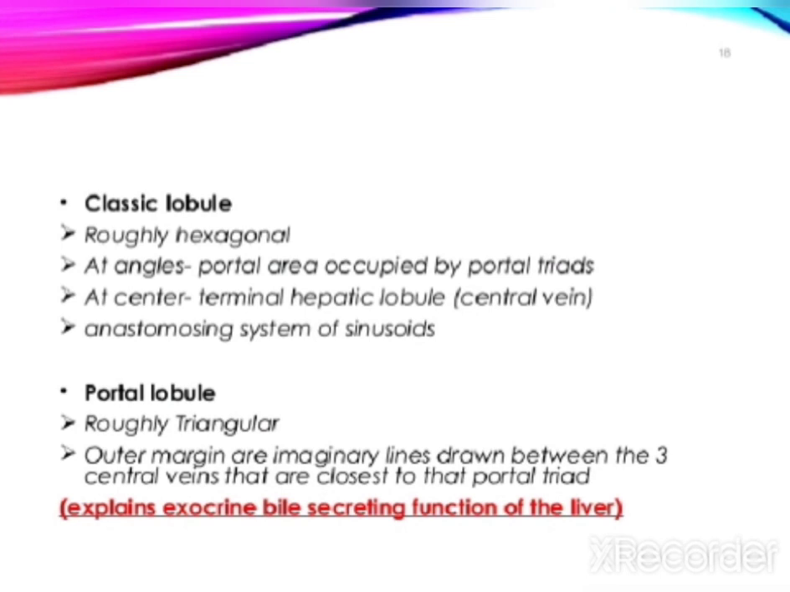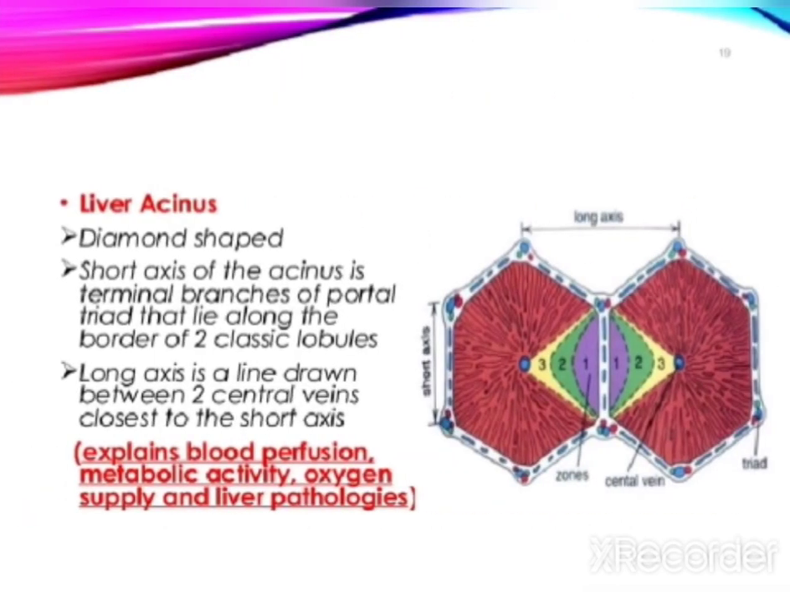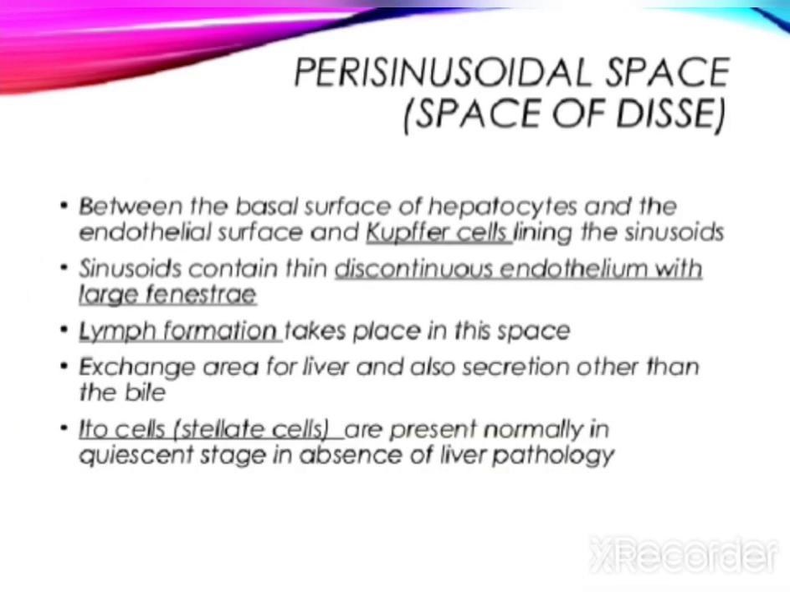The classic lobule is roughly hexagonal, with portal areas occupied by the portal triads at the angles. At the center is the terminal hepatic venule, the central vein, and an anastomosing system of sinusoids. The portal lobules are roughly triangular; outer margins are imaginary lines drawn between the three central veins closest to the portal triad. And this is the liver acinus, diamond shaped. The short axis of the acinus is the terminal branches of the portal triad that lie along the border of two classical lobules.